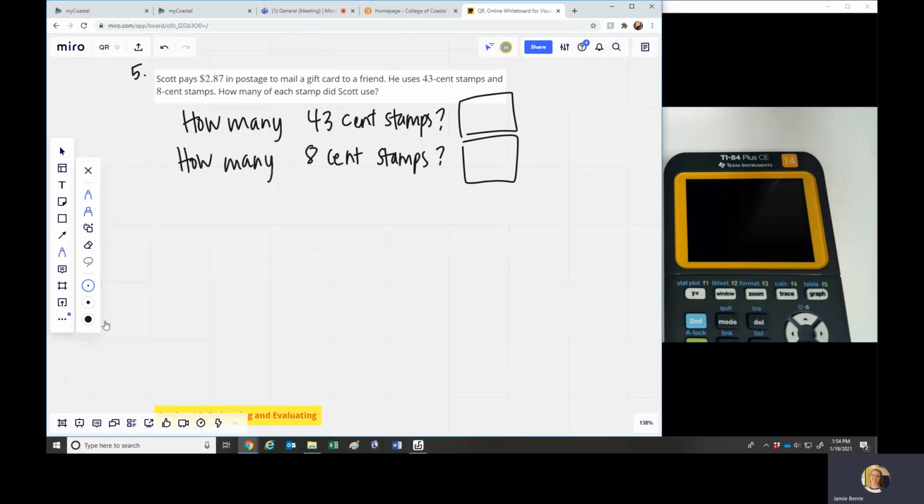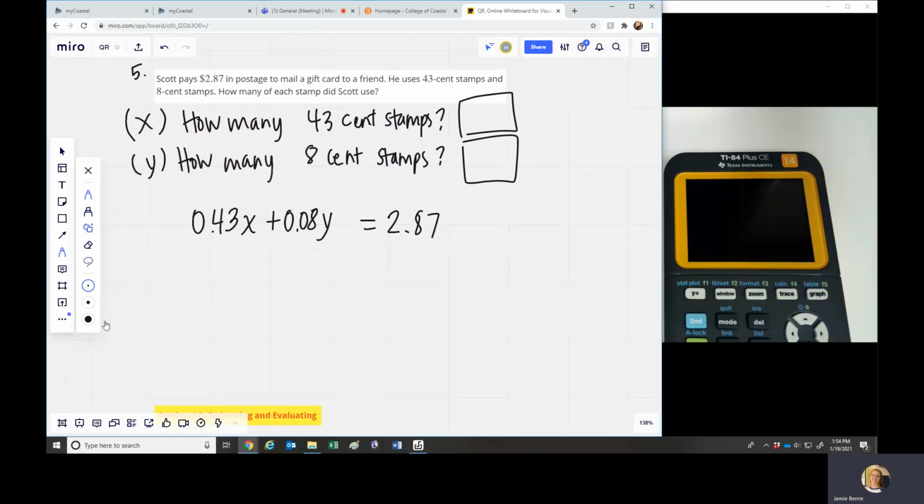So I'm going to set up a little algebraic equation. So I know that my total has to add to $2.87. Let's say that my 43-cent stamps, I'm going to call those X. And then my 8-cent stamps, I'll call those Y. All right, so I assigned my variables. 43 cents, if you were writing that in terms of dollars, that would be 0.43 times X. So that's how many 43-cent stamps that Scott is using. And then 8-cent stamps, that would be 0.08 times Y.